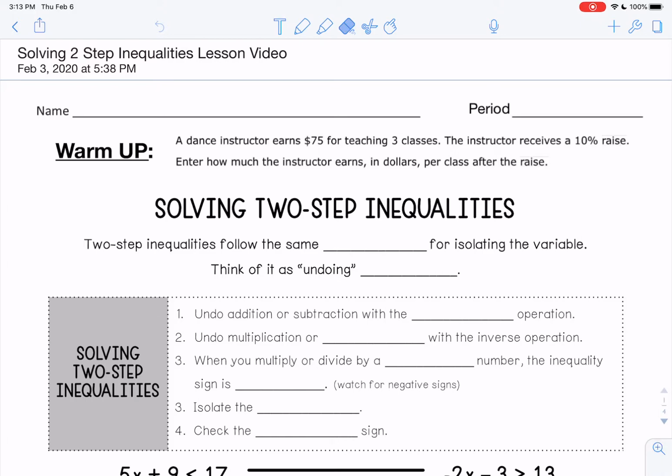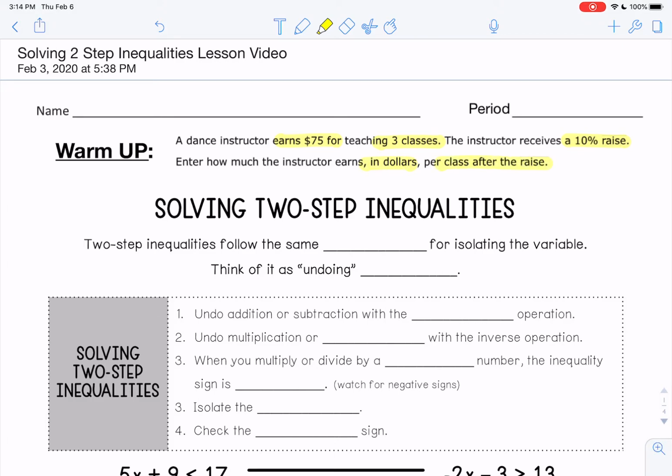So let's first take a look at the warm-up. The warm-up says a dance instructor earns $75 for teaching 3 classes. So let's go ahead and highlight $75 for teaching 3 classes. The instructor receives a 10% raise. Enter how much the instructor earns in dollars per class after the raise.